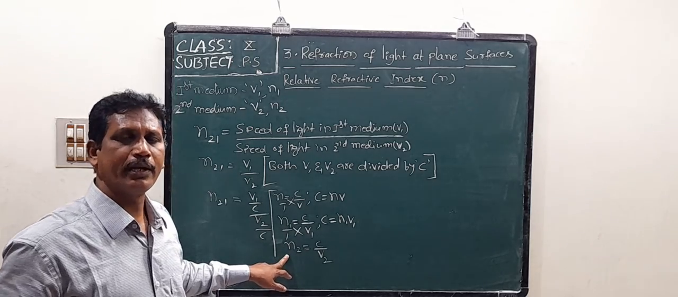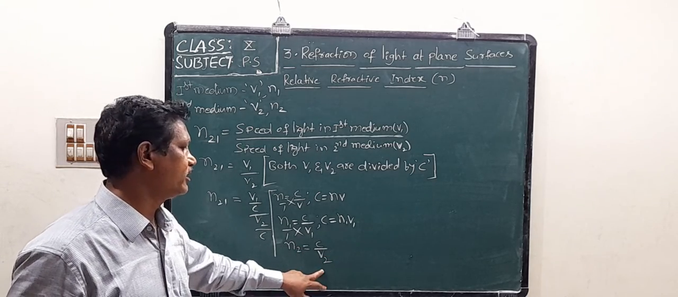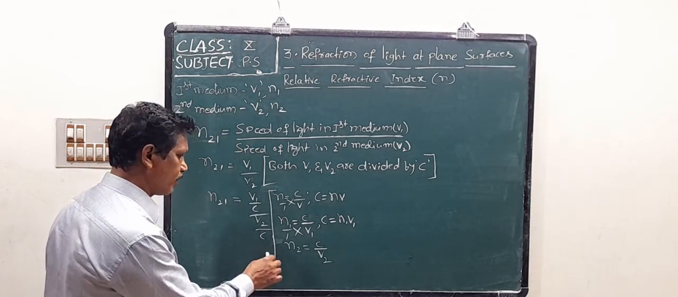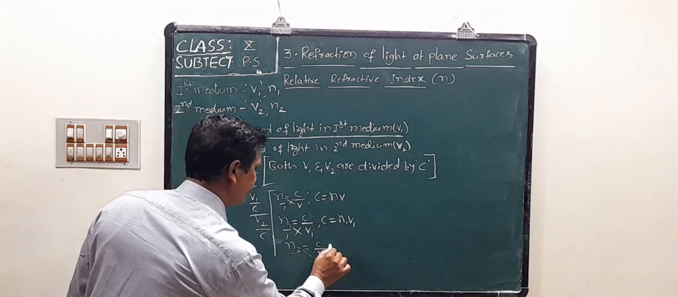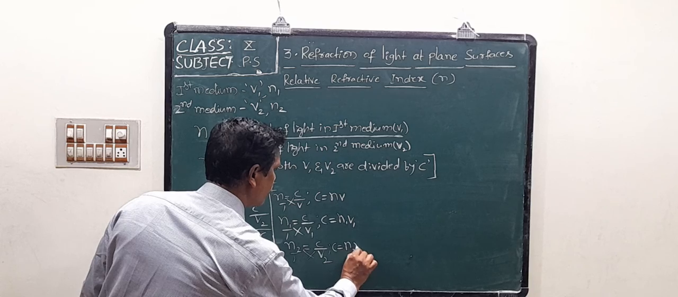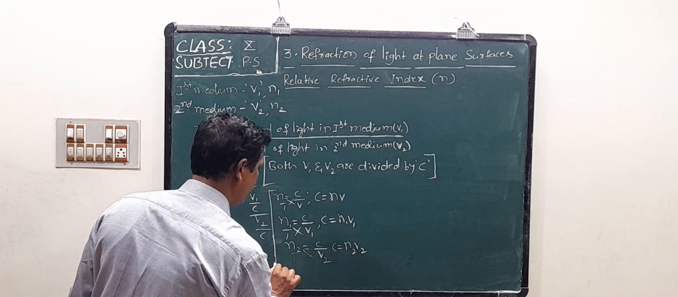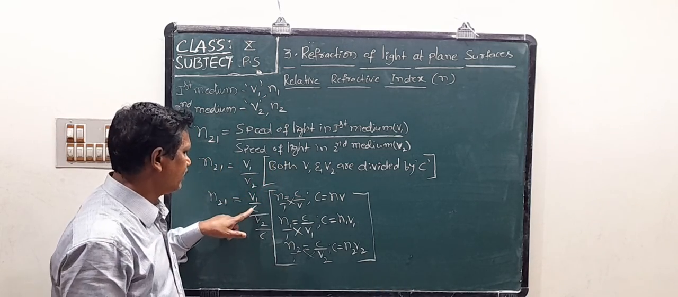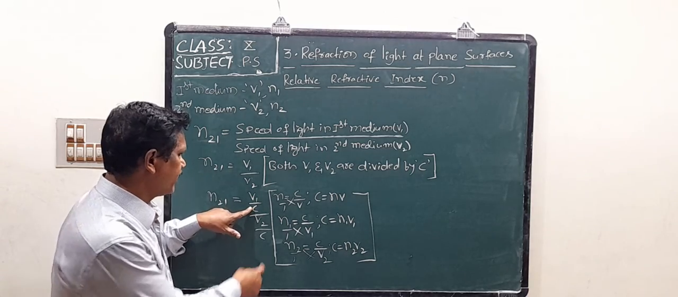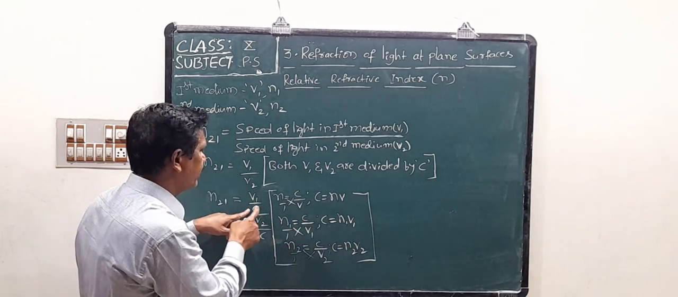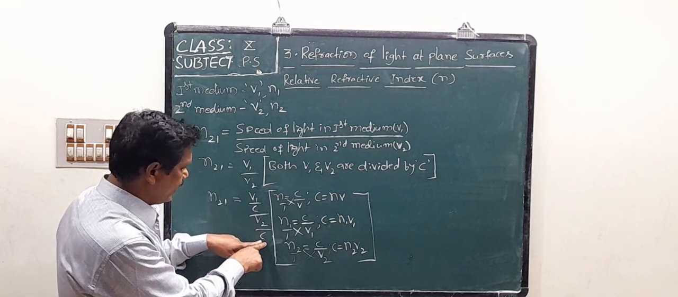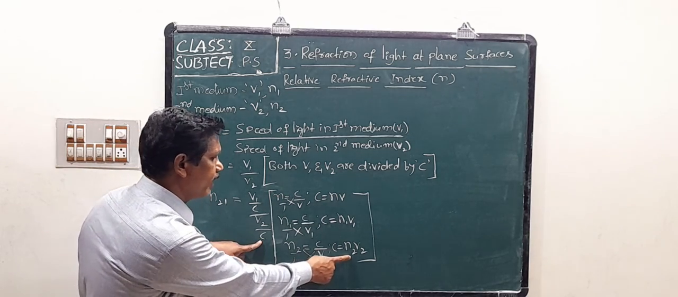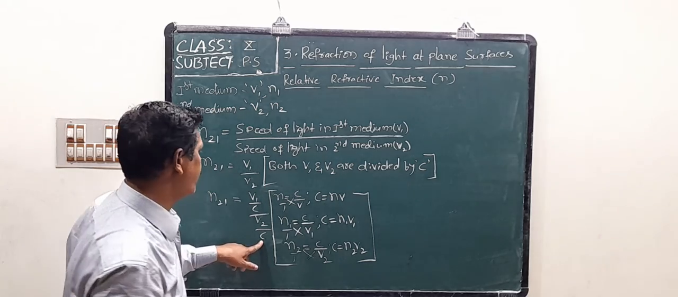Here N2 is the refractive index of the second medium, which is equal to C by V2. C is the constant speed of light in vacuum, 3 × 10^8 meters per second. Therefore C equals N2 V2. In the first medium, C is replaced by N1 V1, and in the second medium, C is replaced by N2 V2.